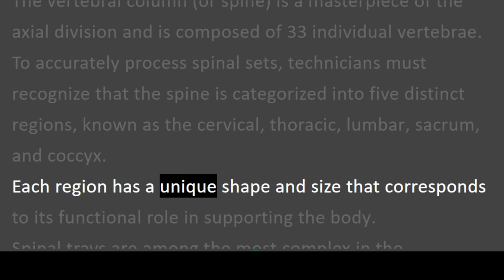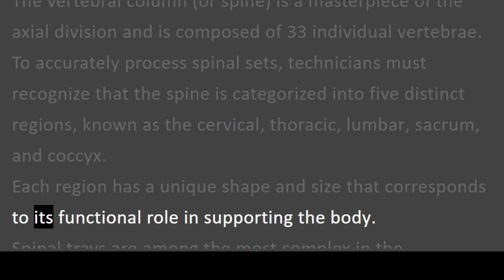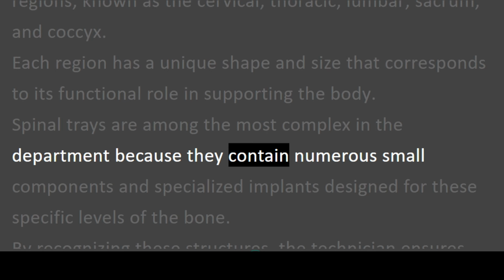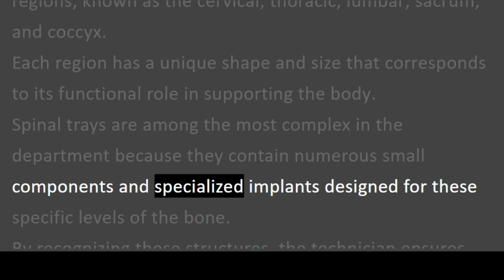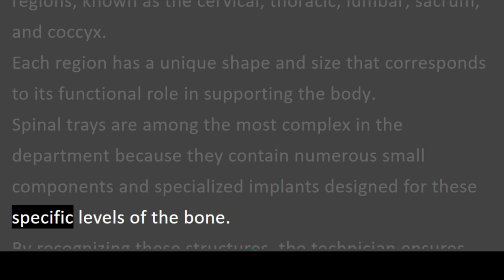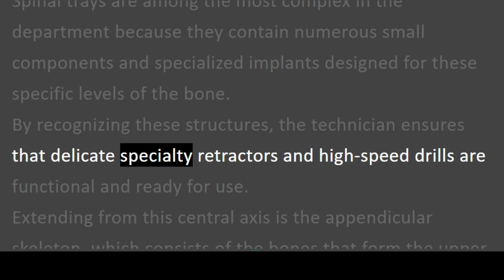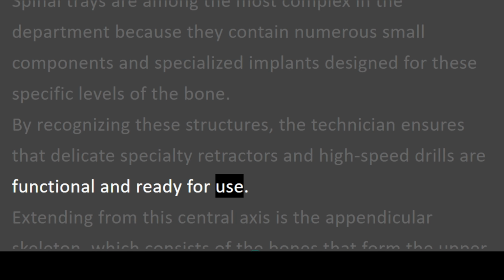Each region has a unique shape and size that corresponds to its functional role in supporting the body. Spinal trays are among the most complex in the department because they contain numerous small components and specialized implants designed for these specific levels of the bone. By recognizing these structures, the technician ensures that delicate specialty retractors and high-speed drills are functional and ready for use.